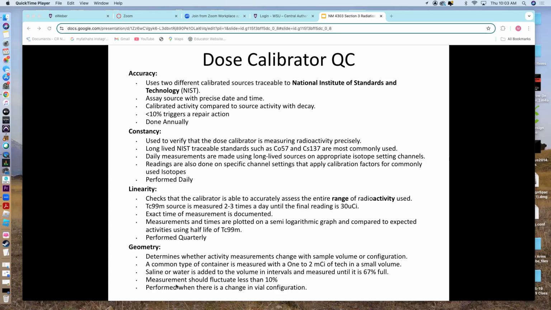And basically what you're doing is you're measuring if it stays the same radiation level, even though you're increasing the volume or the amount that radiation is dispersed in between. So again, geometry, it's just size, shape, how it looks. Can the dose calibrator keep even with all that? Okay. Any questions on those?